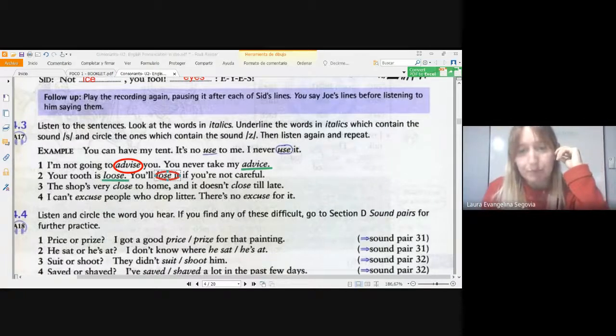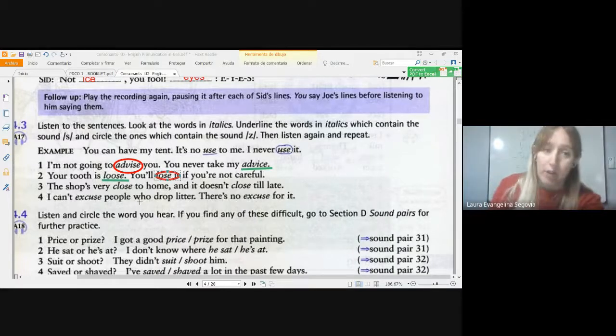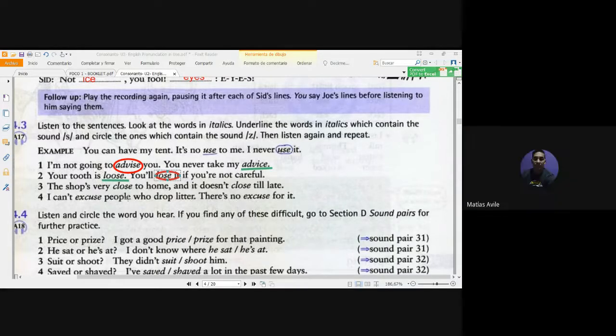Okay, Matthias. I will torture you again. Number 3, come on, read it. Let's see if you can realize in which word you have the s and in which one you have the z. The shop's very close to home, and it doesn't close till late. Okay, and the difference? Very close is underlined.